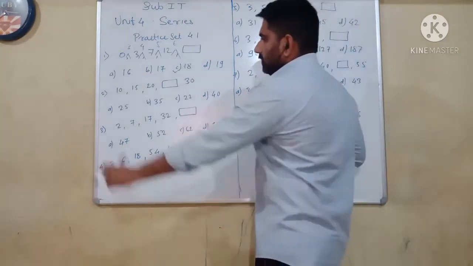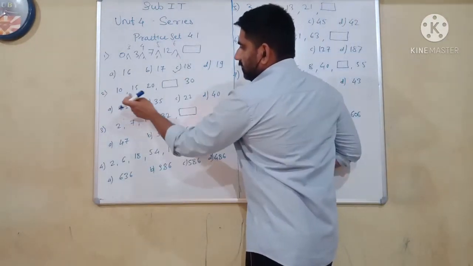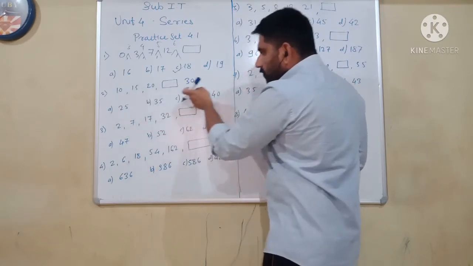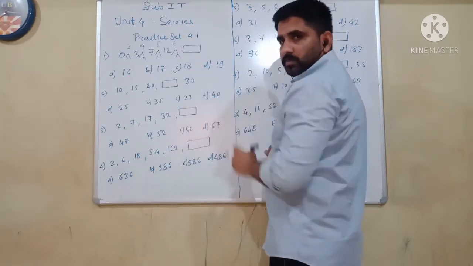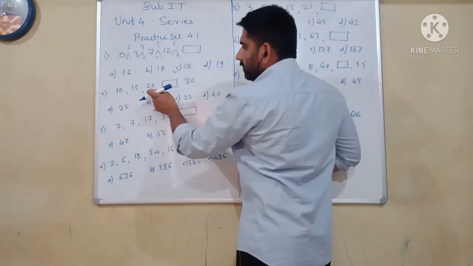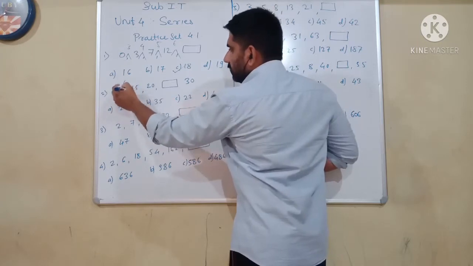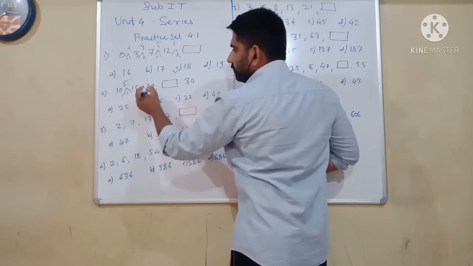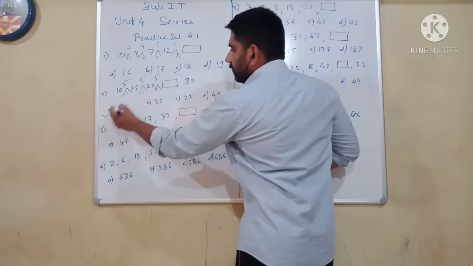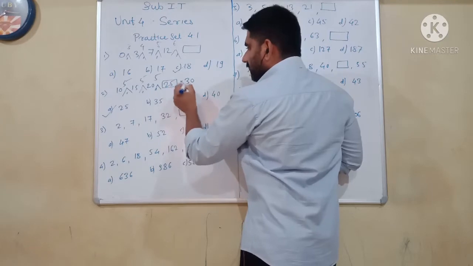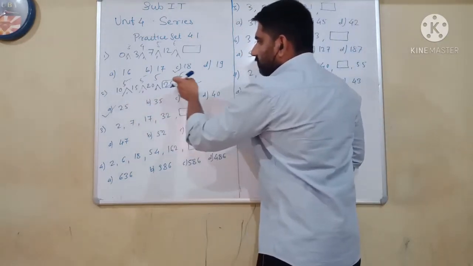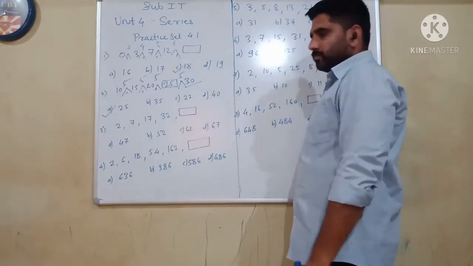Next, come to the second question. In the series 10, 15, 20, again a blank box, and 30. Try to observe the series. What type of numbers will you follow here? 10 to 15, 15 to 20. What do you observe here? A difference of 5, a difference of 5. So next will also be a difference of 5. It will be 25. Again a difference of 5, 30. So each and every step in the series has a difference of 5.